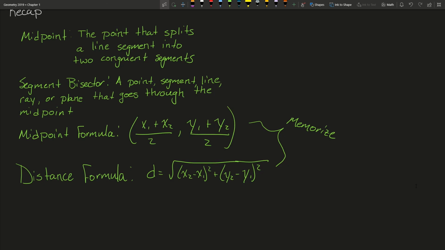Then we went over 2 formulas that you should memorize. The first is the midpoint formula, which is just the average of the x values and then the average of the y values. The distance formula is a little bit trickier, and it is one that I highly suggest you memorize by heart. So d, distance, will equal the square root of (x2 minus x1) squared plus (y2 minus y1) squared.